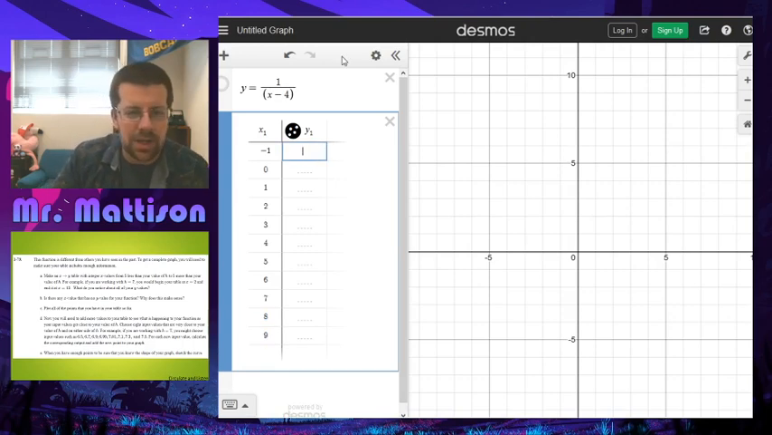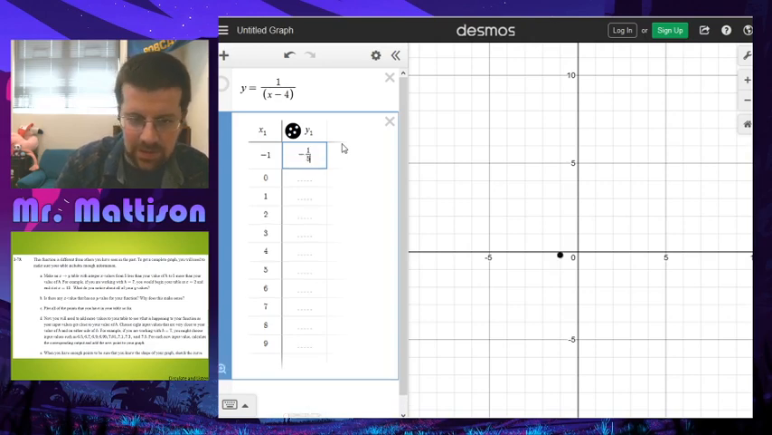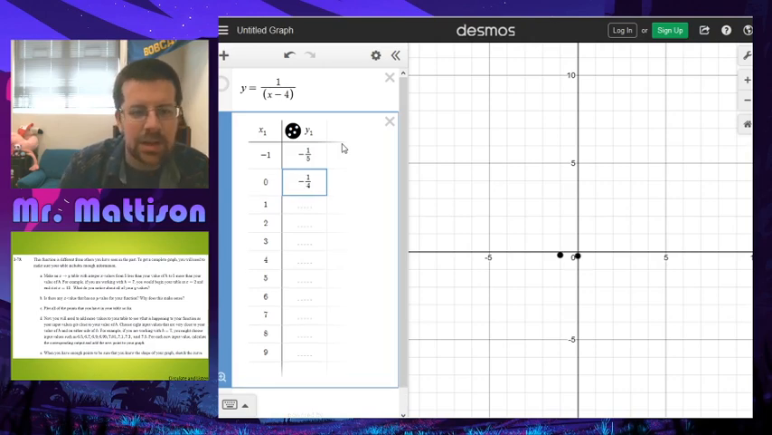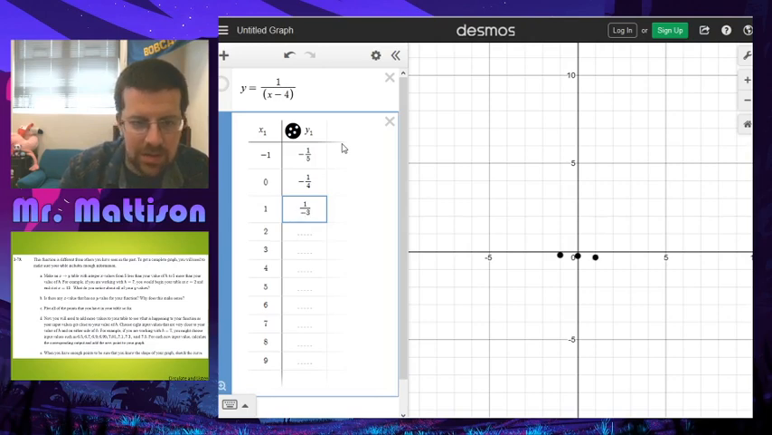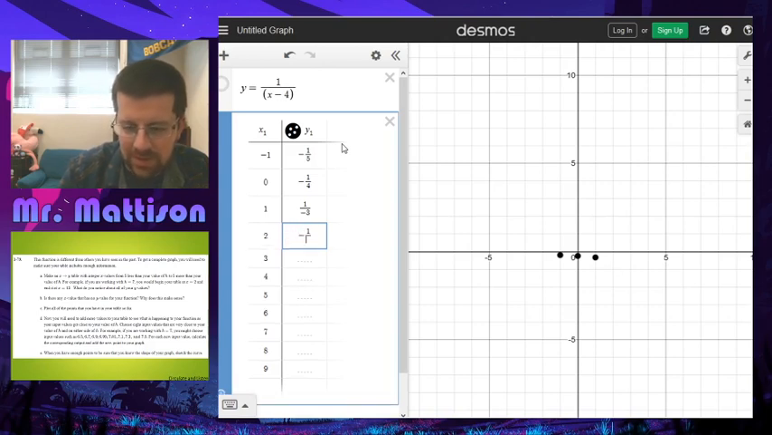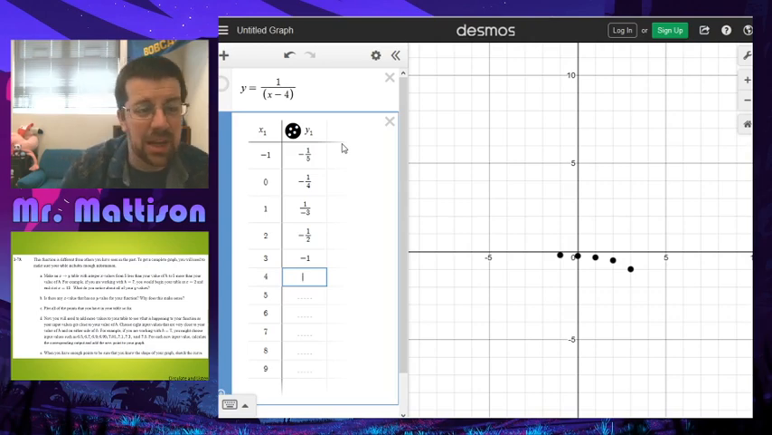So if I were to plug in a -1, I'd have 1 over -5. If I were to plug in 0, I would have 1 over -4. If I were to plug in 1, I would have 1 over -3. If I were to plug in 2, I would have 1 over -2. If I were to plug in 3, I would have 1 over -1, or just -1. If I were to plug in a 4, I would get 1 over 0, which I can't do. So I'm just going to leave that one blank for right now.